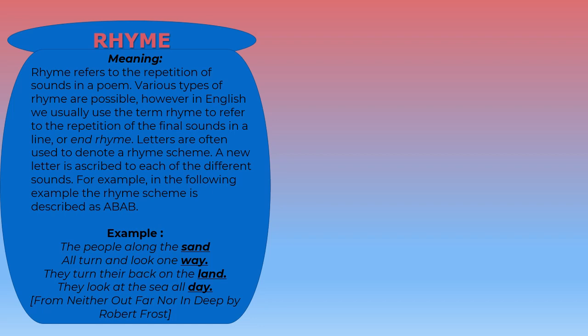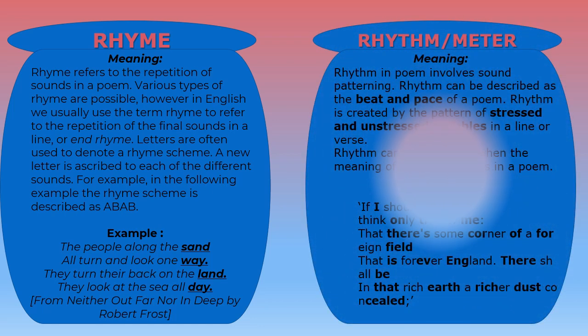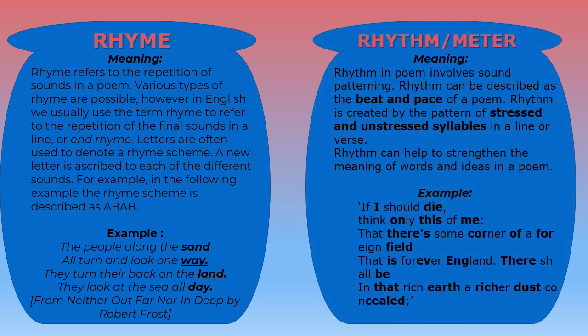Nah, how about rhythm or meter? The meaning of rhythm in poem involves sound patterning. Jadi lebih ke bentuk atau pola dari bunyinya. Rhythm can be described as the beat and pace of a poem. Rhythm is created by the pattern of stressed and unstressed syllables in a line or verse. And rhythm can help to strengthen the meaning of words and ideas in a poem. Nah, rhythm itu irama. Irama itu ada dalam setiap baris. Jadi rhythm itu lebih kepada penekanan bunyi dari beberapa kata yang ada di dalam poem tersebut.